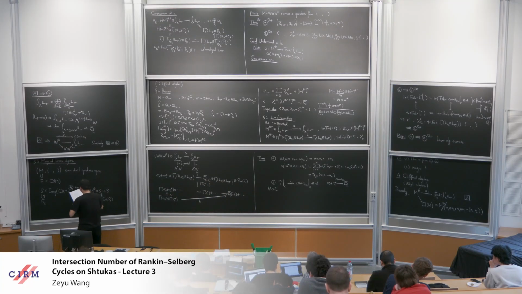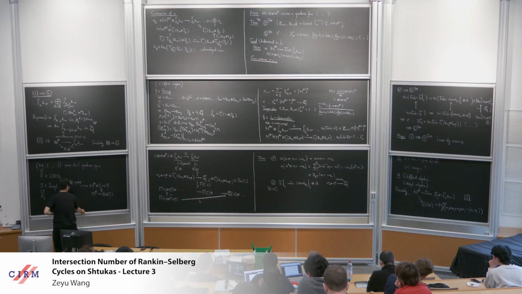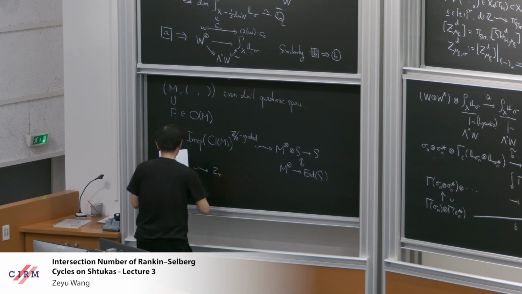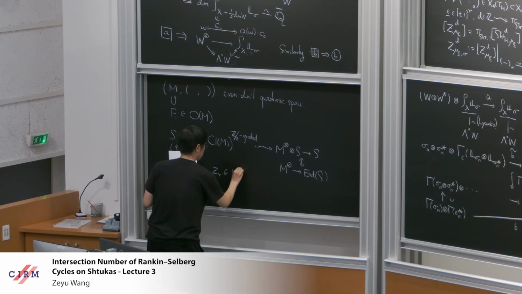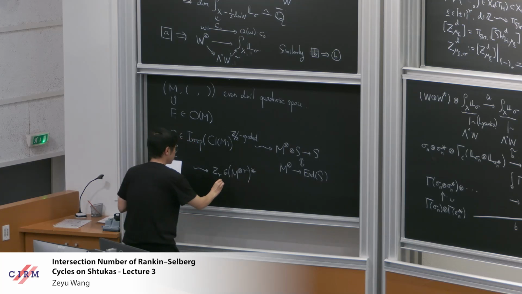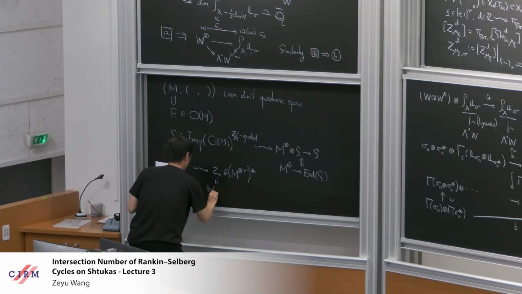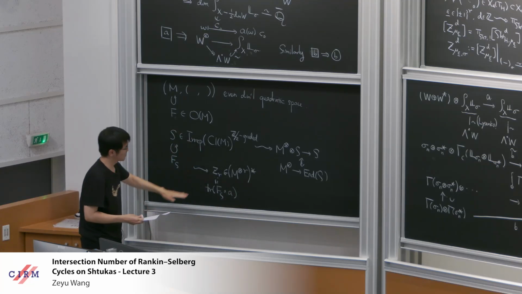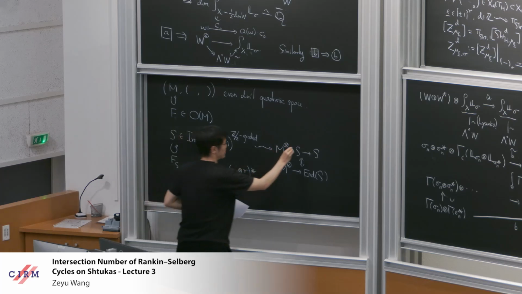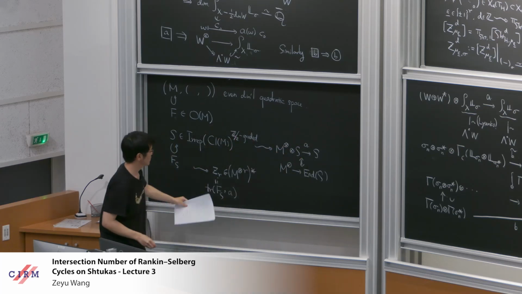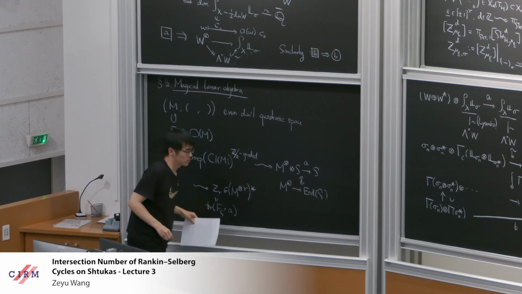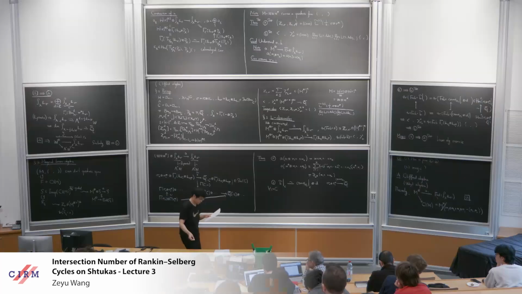Okay. So from such data, you can define a sequence of elements Z_R in the tensor power of M, dual to R. It's defined by taking the trace of Fs composed with A. Okay, then what happens?